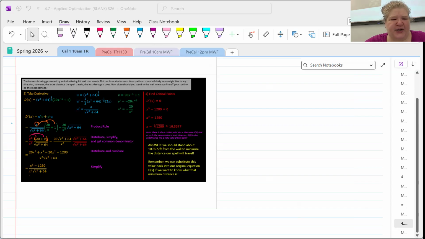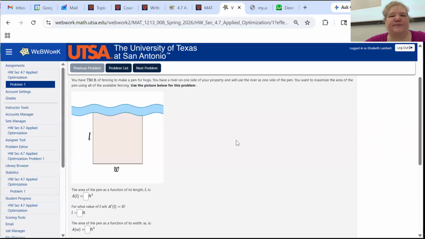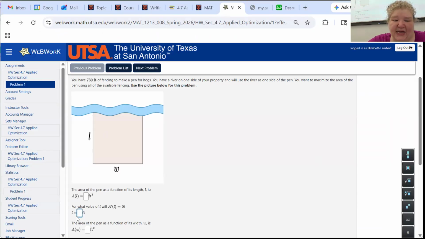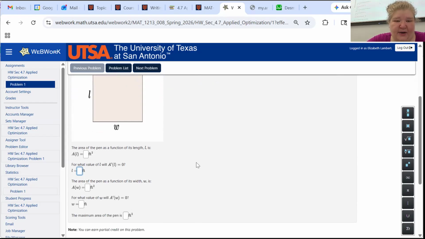All right, so let me flip the share just so you guys can see the preview I'm seeing. So this is literally the pig pen problem. But they've labeled L and W for us. So that way down here, when they ask for the length, they're asking for the side that goes from the river out, not the side that's parallel to the river. So WebWork is going to often give you the labels for stuff in the diagram, which means they have to draw the picture for you. That also means this is not very accessible.